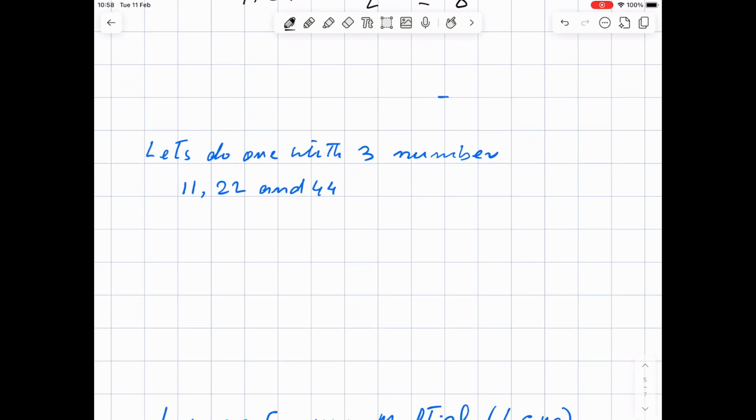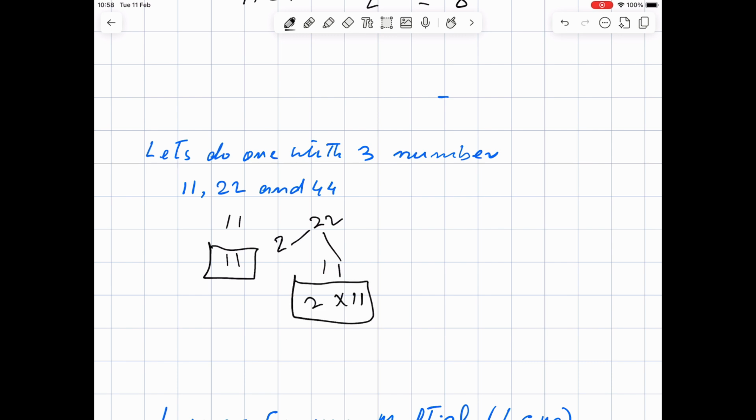Okay, let's do one with 3 numbers. 11, 22, and 44. So 11 only has one factor, which is 1 and itself. 22 can be divided because it's an even number. Divided by 2, which is 11. So the factors will be 2 times 11. And 44, even number, can be divided by 2. And still 22 is an even number, so it'll be 2 times 11.